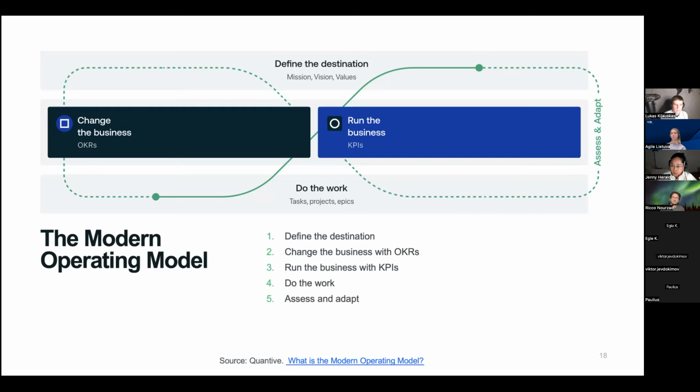And on a continuous basis, as you heard from Ricco, you're assessing and adapting, checking that those hypotheses, those strategic choices still make sense. They might not. And that's why we call that pivoting.